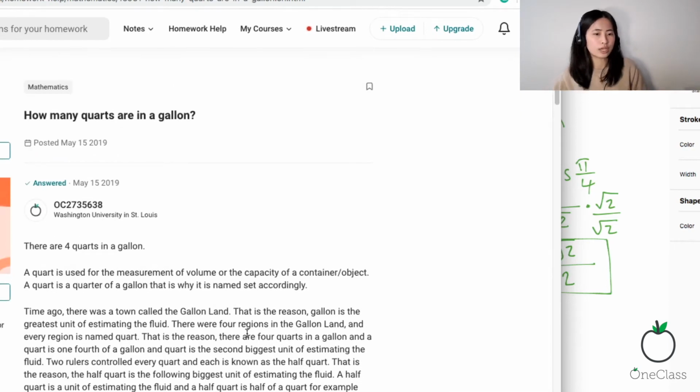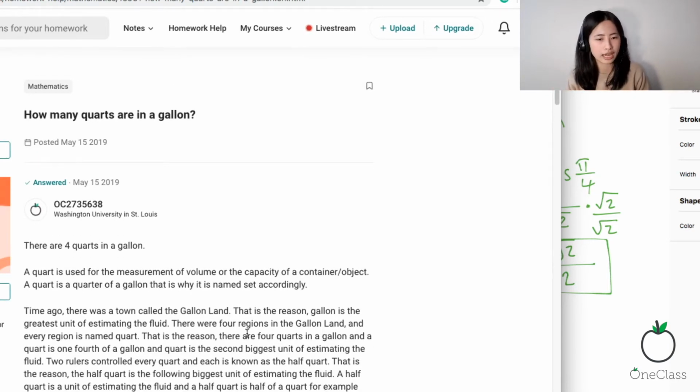Okay, great. So here it says how many quarts are in a gallon. First of all, in math, we do have quarts, pints, gallons, and so on and so forth. These are what you call the English system of measurements. Because typically when you're in science or math, you would have to use the SI units, or the system of international units.